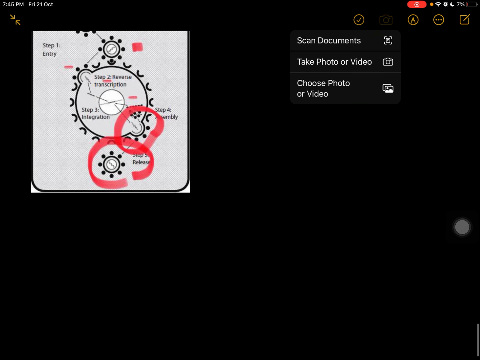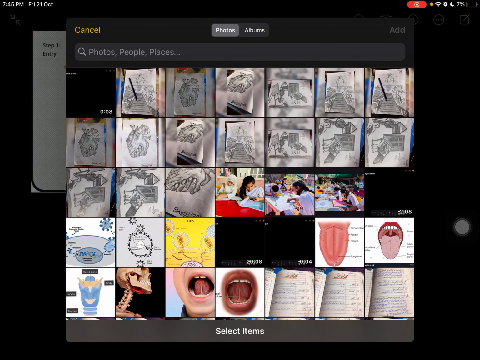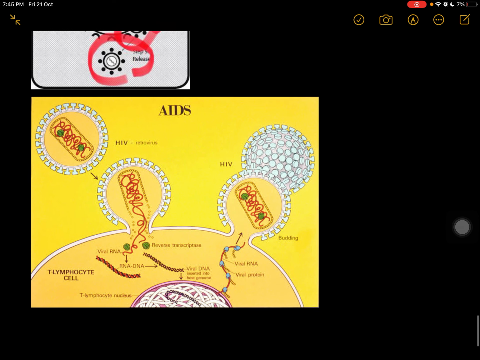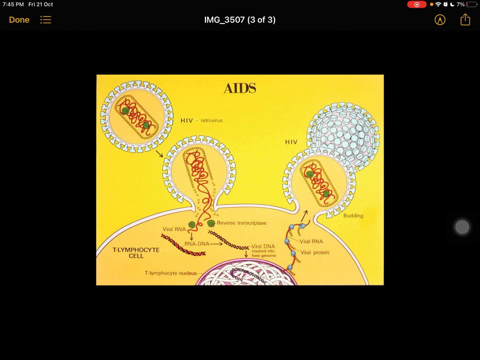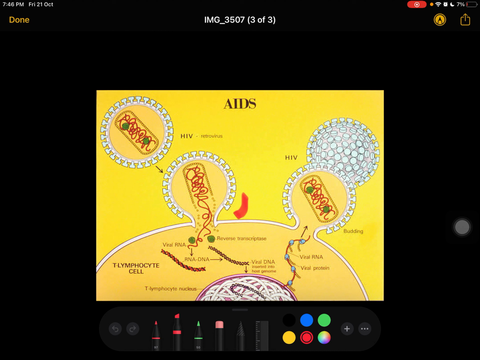Let me show you another example of this. Here it is. You can easily understand this. From here, fusion is happening. This is the viral RNA. RNA is converted into DNA. This is reverse transcription. Now after that, it is joining to the host cell's DNA. Now it is forming a provirus. Then after the provirus, there is a process of replication, then assembly, and then budding.